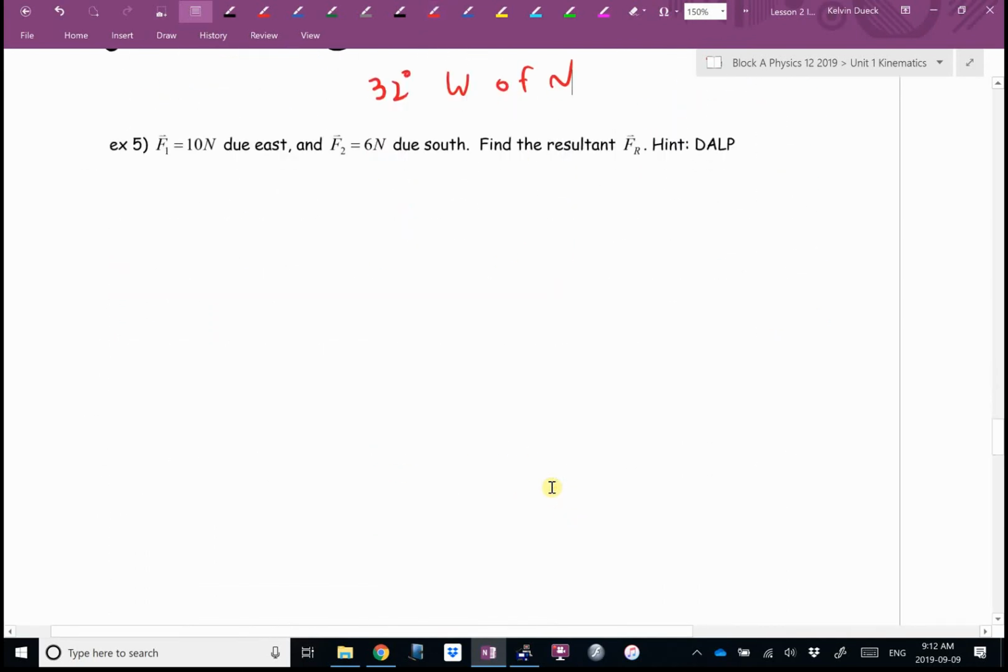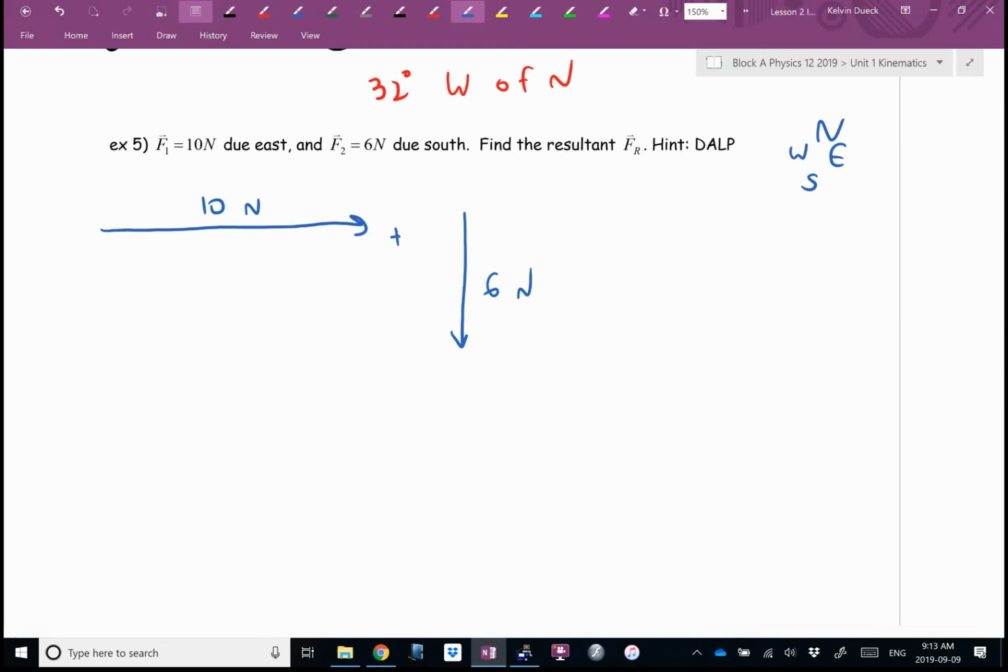Force 1 is 10 newtons due east. Force 2 is 6 newtons due south. Find the resultant. F with a little R for resultant. Hint, DULP. Okay. I've scrolled down, so I'm going to do another compass rose. So I want to add 10 east to 6 south. Yeah, that should be a little shorter. And again, I'm trying to be roughly to scale. 6 is roughly half as big as 10, so I'll make that line roughly half as big.